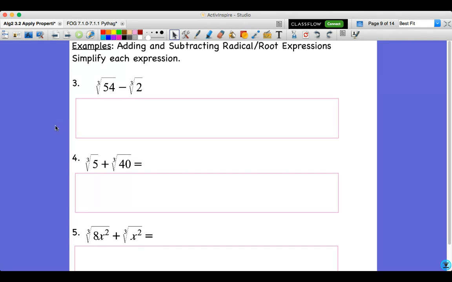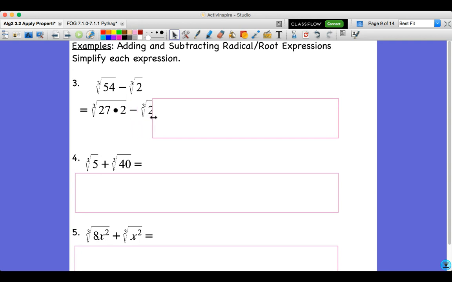Okay, let's try subtraction now. We have the cubic root of 54 minus the cubic root of 2. Now notice that my radicands are not the same. However, 54 has a factor of 2. So let's start out by trying to see if there's a perfect cube in 54. Well, 54 has the factors of 27 and 2.